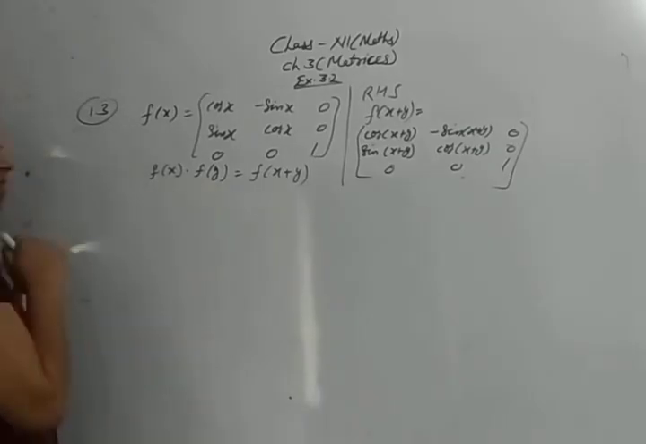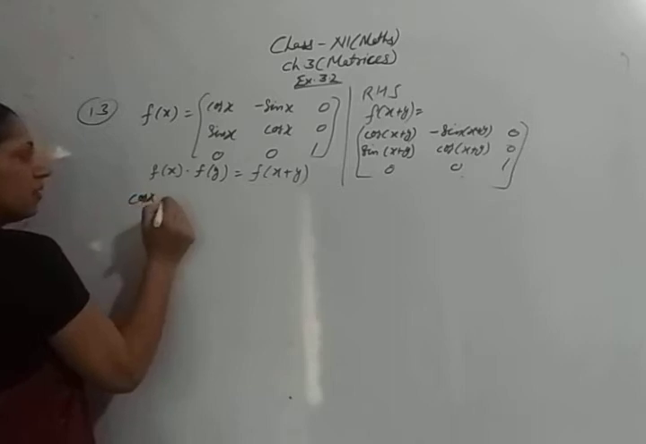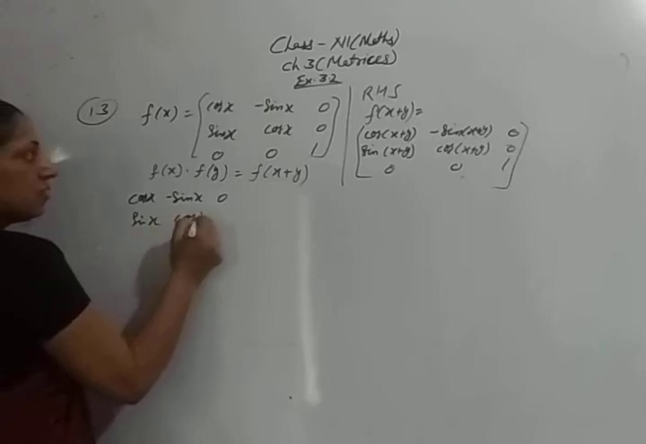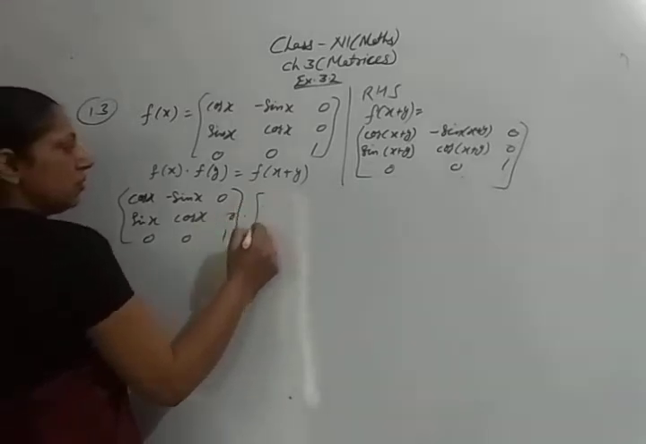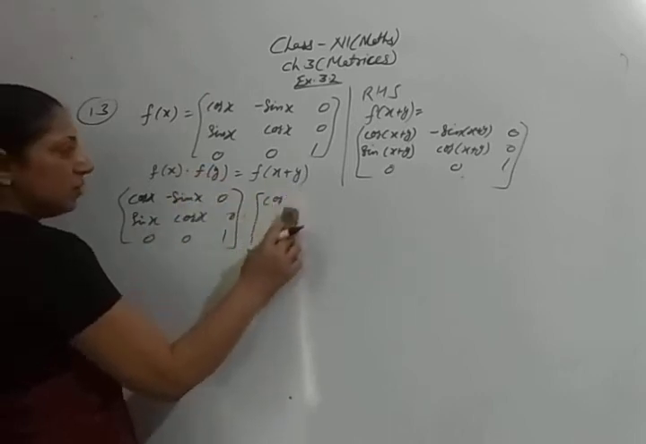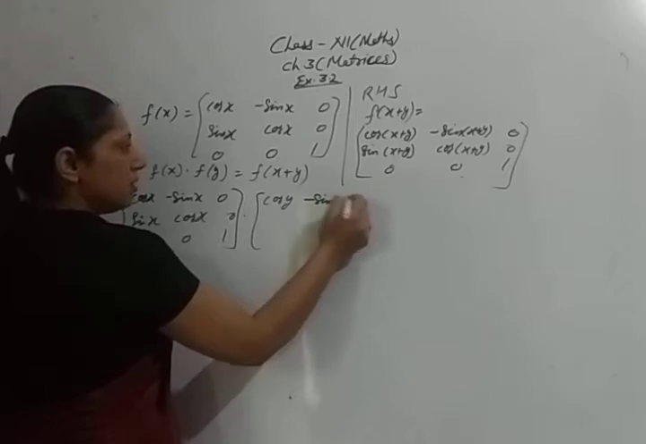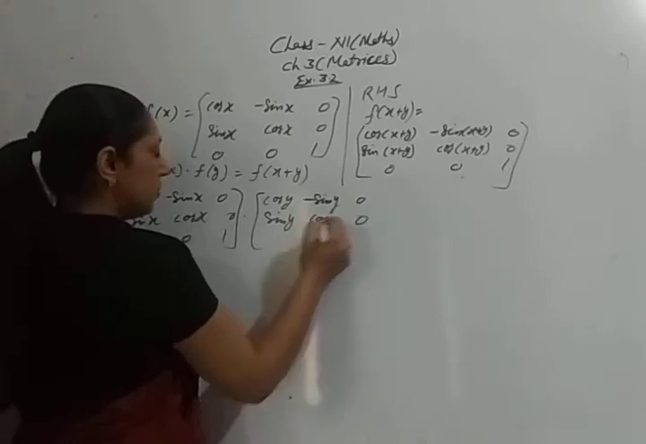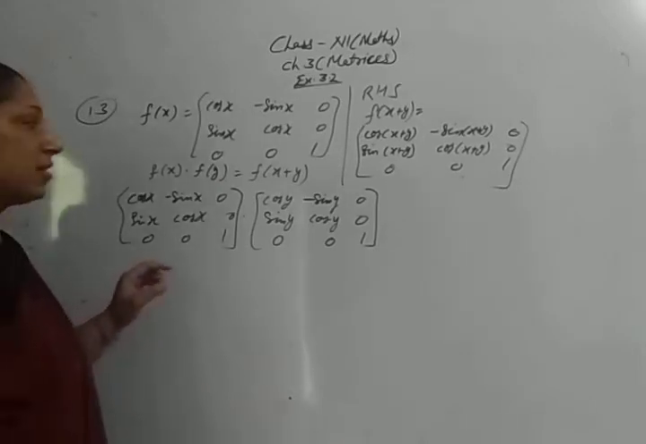Now I am going to solve the left side. So f(x) dot f(y), it means [cos x, minus sin x, 0; sin x, cos x, 0; 0, 0, 1] dot, sorry, we have to take f(y), so it means [cos y, minus sin y, 0; sin y, cos y, 0; 0, 0, 1]. Now we have to multiply these two matrices.